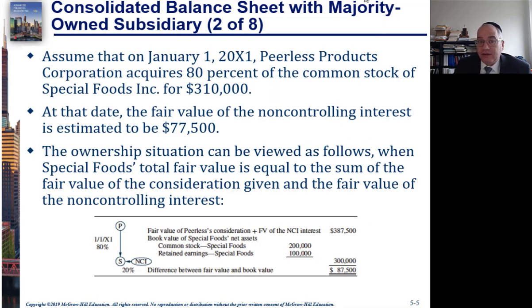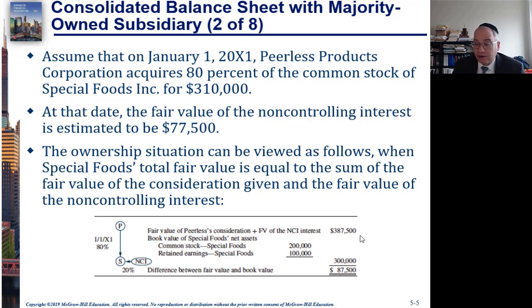Here's how the textbook presents the example. Assume January 1st, 2021, Peerless Products acquires 80% of the common stock of Special Foods for $310,000. At that date, the fair value of the non-controlling interest is estimated to be $77,500. So you can see here that the parent is contributing 80% to purchase the sub. The non-controlling interest still holds 20%. The total value that's really being invested in the subsidiary is $387,500. That would be the $310,000 contributed by Peerless plus the value of the non-controlling interest, $77,500.